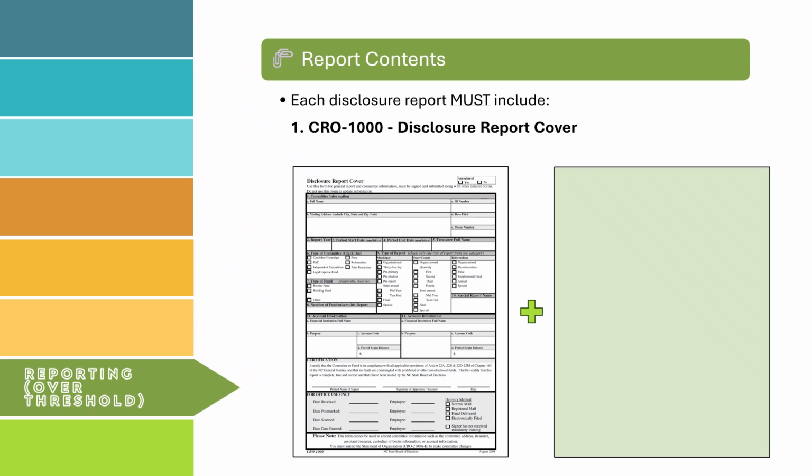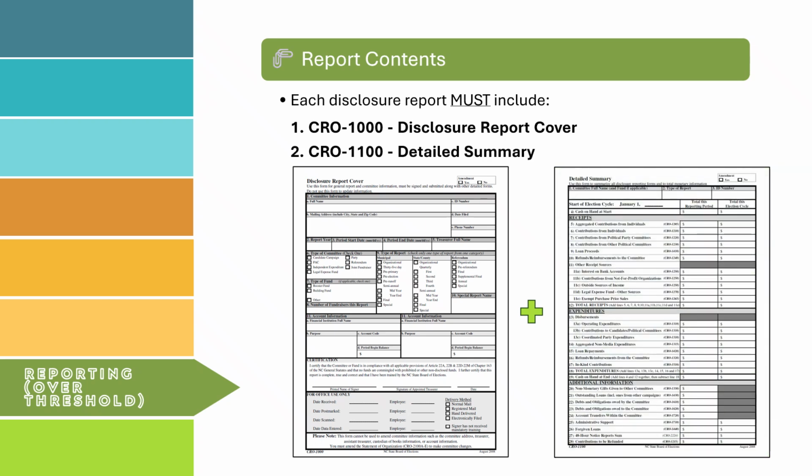Each report or amended report must also include Form CRO 1100, the detailed summary. This form gives a simple summary of all the financial activity during the reporting period, as well as the total amount of money raised and spent during the current election cycle. And it tells you which types of forms should be used in the report, based on the types of transactions that took place.